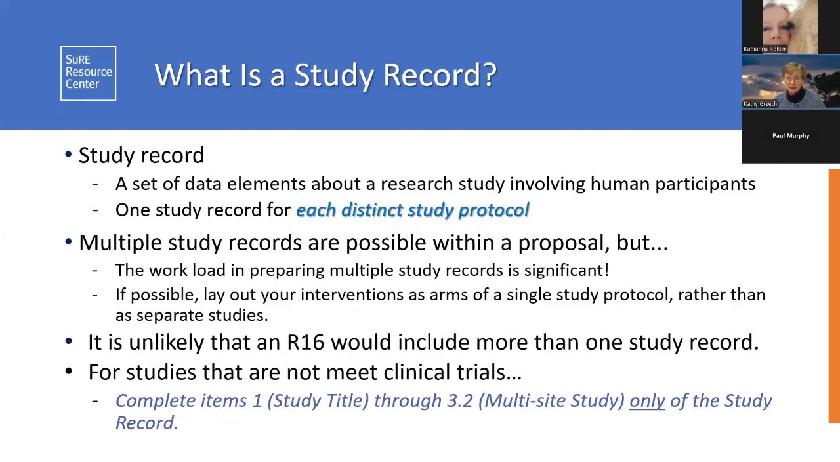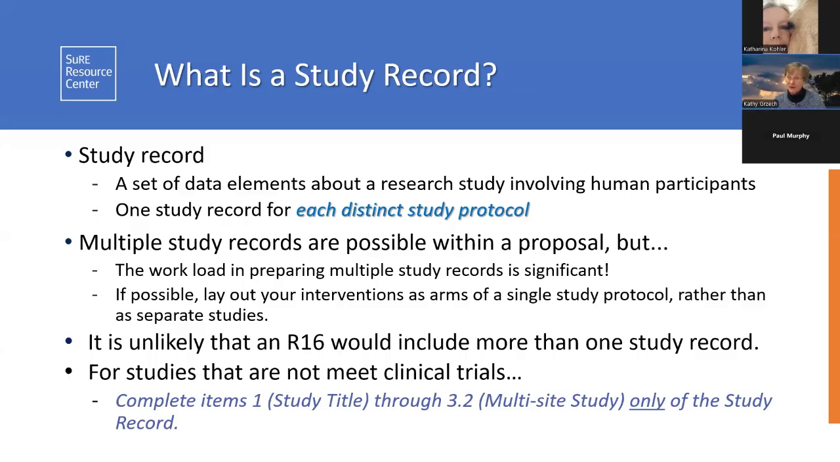What is a study record? The study record, that term refers to the whole set of data elements about a research study involving human participants. There is one study record for each distinct study protocol. So that means in any given proposal, you might have more than one study record. So multiple study records are possible.